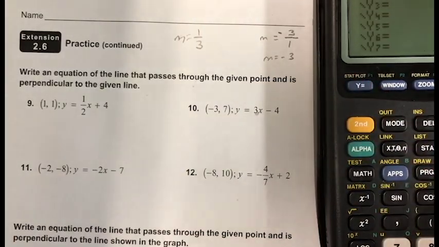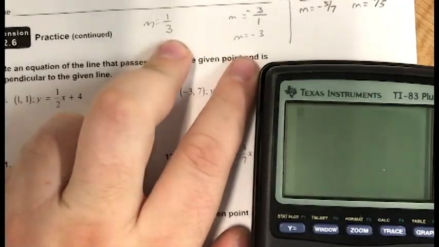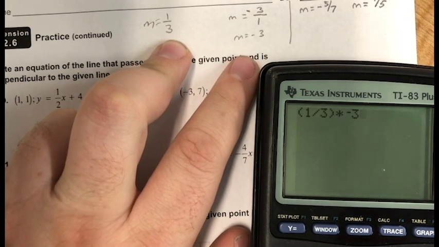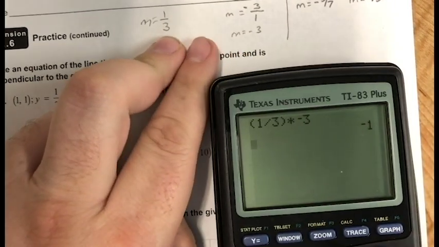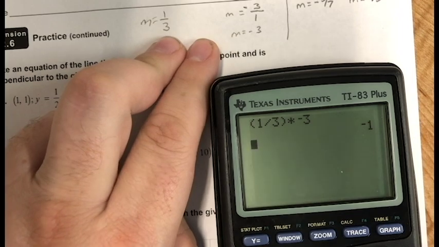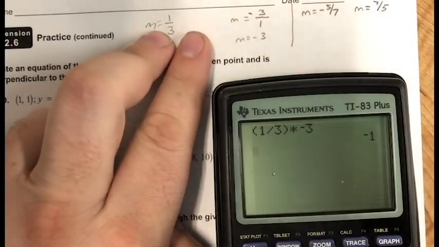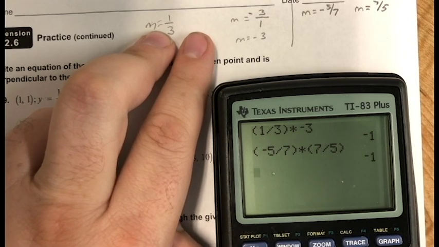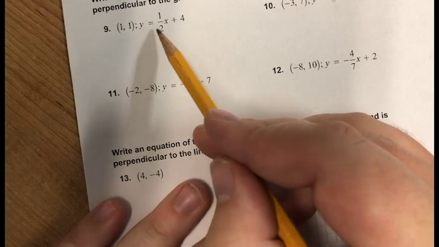Now, how do we know that these lines are perpendicular? Well, that's easy. We can double check. If this is correct, I can say 1/3, and I'm going to multiply it by -3. And if I've got this right, it should be -1. And it is. Since these slopes, when multiplied, equal -1, it tells me that these lines are perpendicular. We can do the same thing with the -5/7. I can multiply that by the +7/5, and what I get is -1. So these are perpendicular.